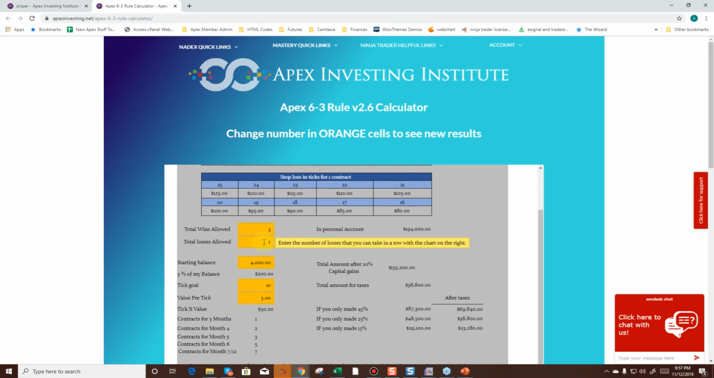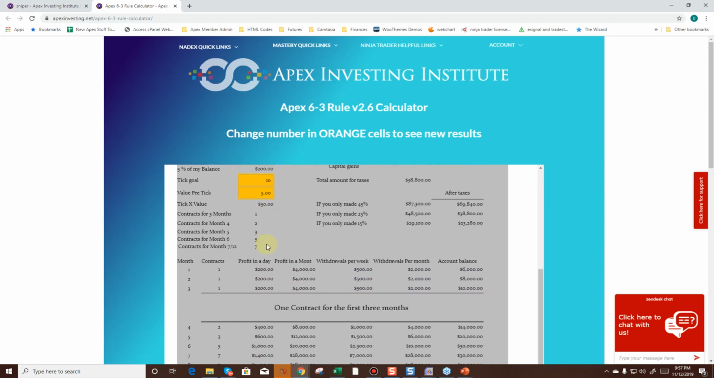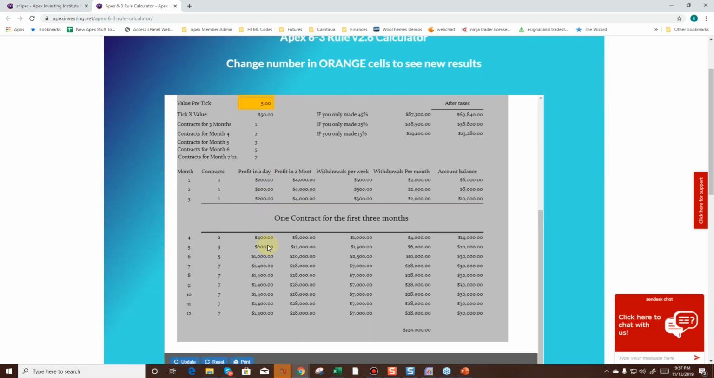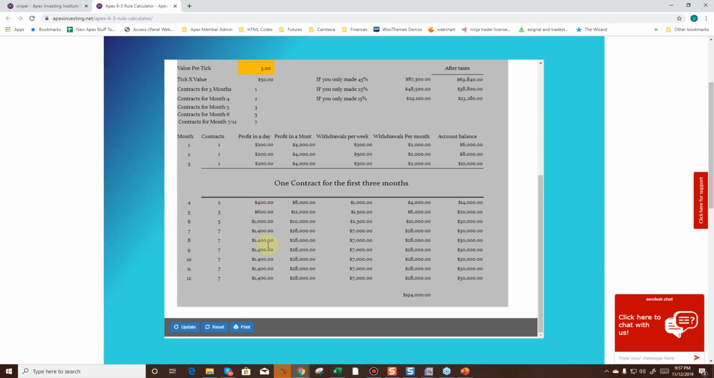And we go in and we say, starting with, say, $4,000, 10 tick goal, $5 per tick. Okay? And it goes down and it tells you what happens. So, one contract, it actually gives you a plan. For the first 3 months, do one contract. Your account balance grows from 4,000.